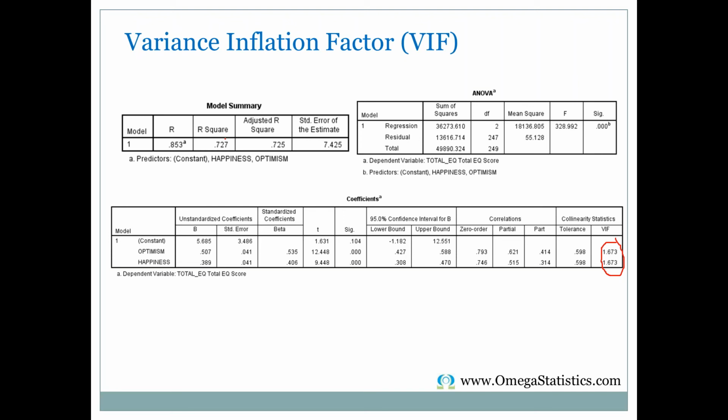My R-squared is still good. It might have gone down a little bit, but not too much. Adjusted R-squared is very close, because we only had two predictors. Another way to check would be this tolerance value.